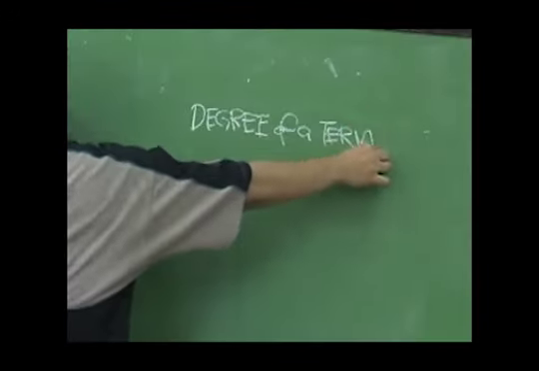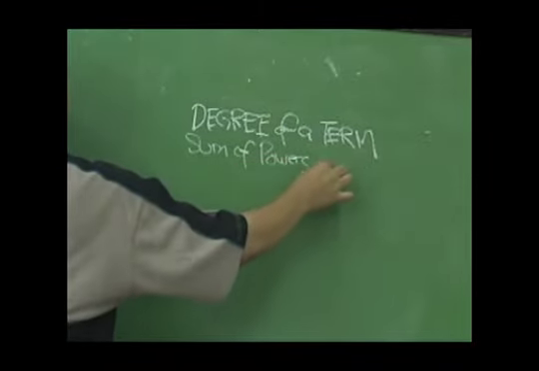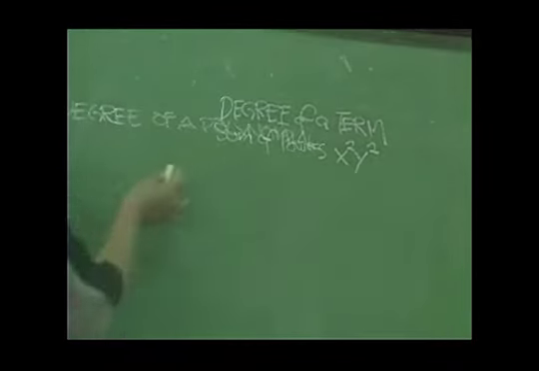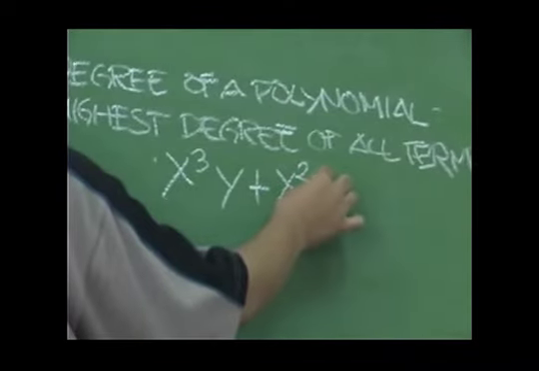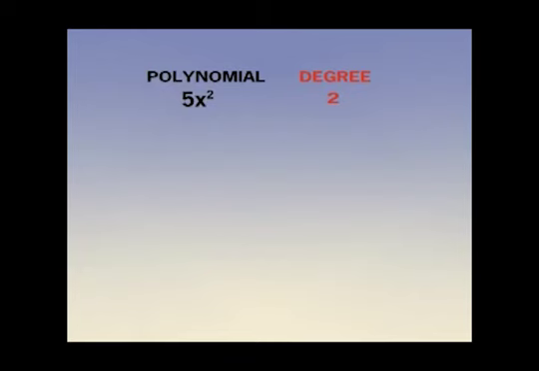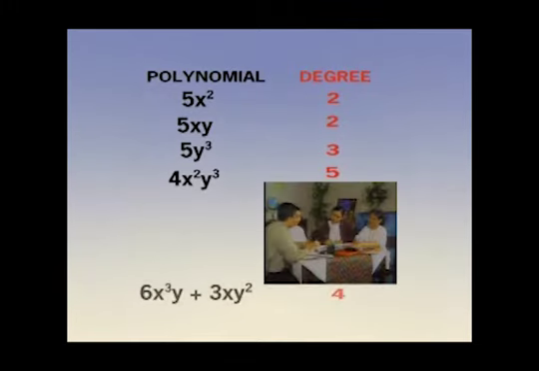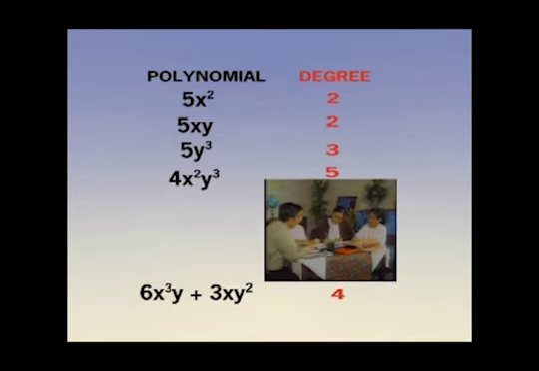For polynomials in more than one variable, the degree of a term is the sum of the powers, or exponents, of the variables in the term. The degree of the polynomial is the highest degree of all its terms. 5x squared is of degree 2. 5xy is of degree 2. 5y cubed is of degree 3. 4x squared y cubed is of degree 5. The polynomial 6x cubed y plus 3xy squared is of degree 4, which is the degree of 6x cubed y, the term with the highest degree.